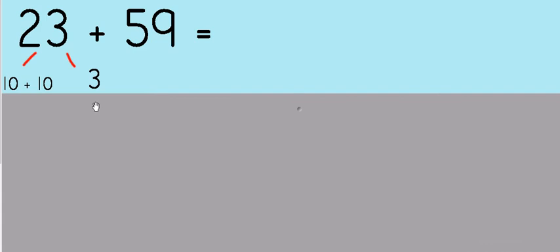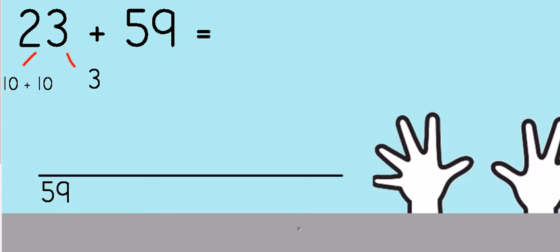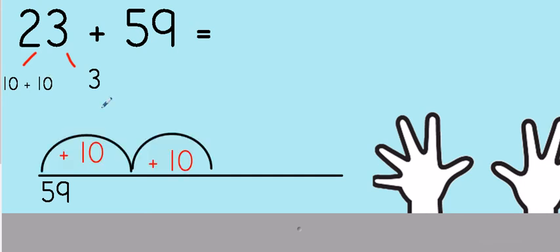Well done, we need to draw a number line, putting our bigger number at the start of the number line. There we go. What do we need to do next? Yeah, add on the tens. We've got 2 tens for 23. Okay, so I've got my 2 lumps of 10. Where am I going to land?